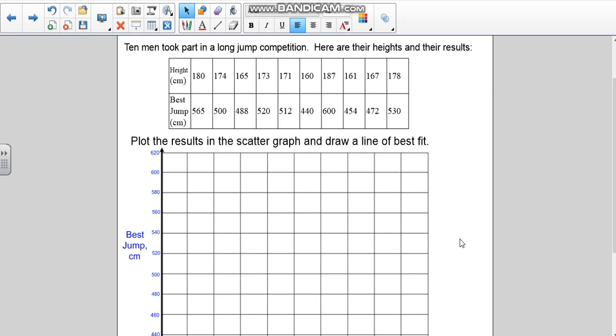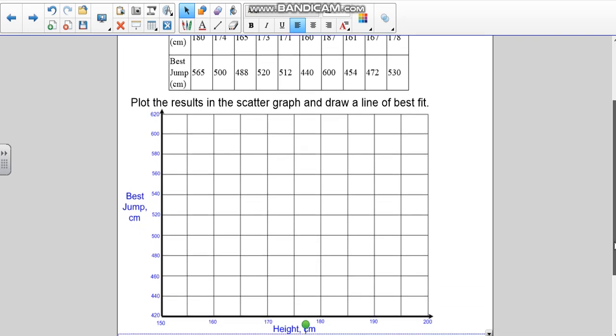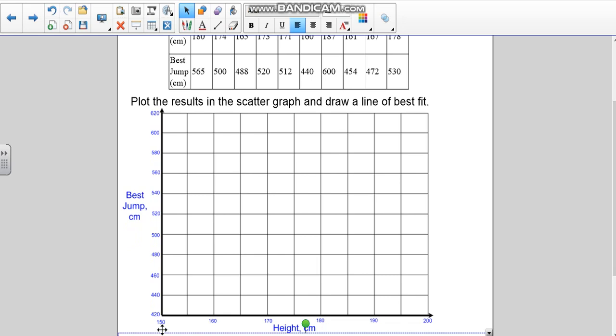Okay, so if we just look at the axes, along the bottom we are plotting height, and up the side we've got best jump in centimetres. So before I start plotting, I just want to check the scale. This is 150, this is 160, this is 170. So in between must be 155, here must be 165, and so on.